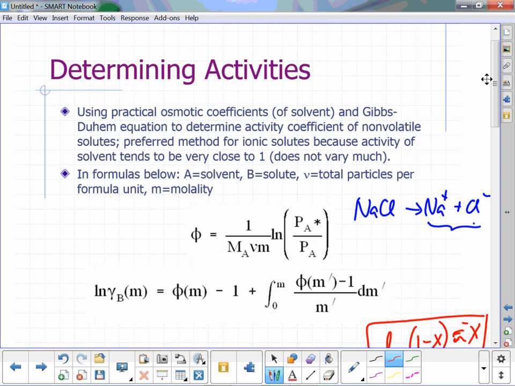And the reason for that is given here. The activity of the solvent doesn't vary much. It's very close to 1. So you can get more reliable results if you monitor the osmotic coefficient, which varies a little bit more than the activity itself. So it's more sensitive to changes in the activity of the solute. So A is your solvent here, B is your solute, nu is total particles per formula unit, and M is molality. So this is what our phi is.